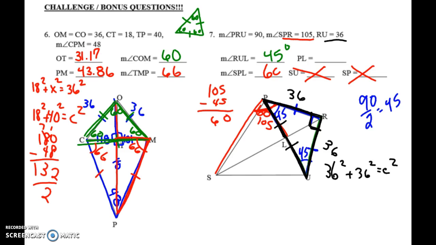My brain just went off. 36 squared, is that the 1092 or 1024? Somebody tell me what's 36 squared. Maybe 36 squared. 1296.